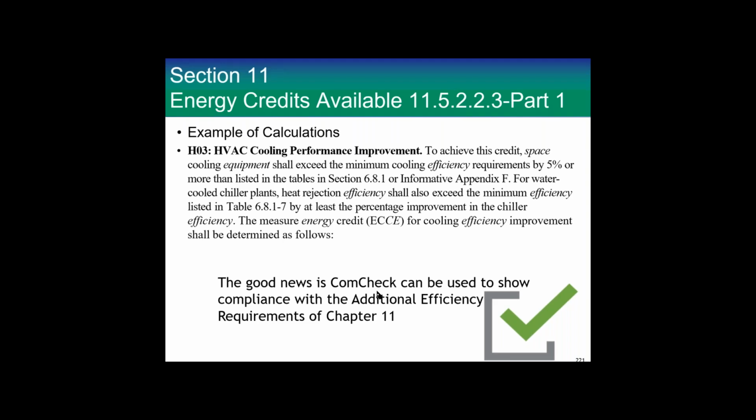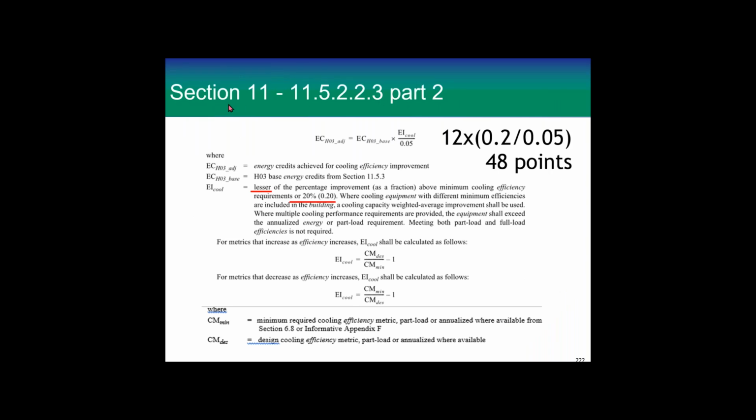Like ComCheck, the new 2022 ComCheck does work with Chapter 11. I just wanted to point that out to you at this page. You can put in the things and show your efficiencies; it'll ask you for those. All right, here is the math you would have to do to use H03.